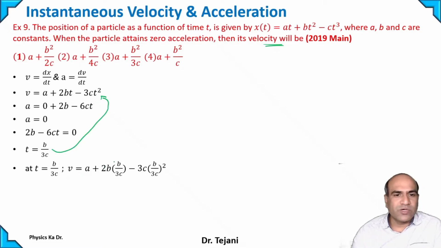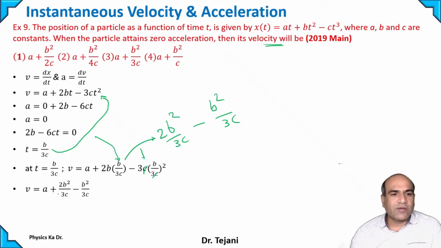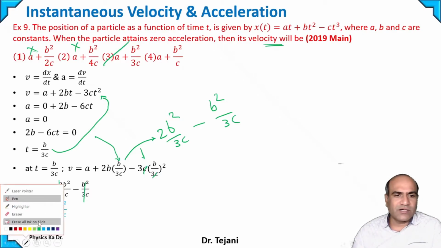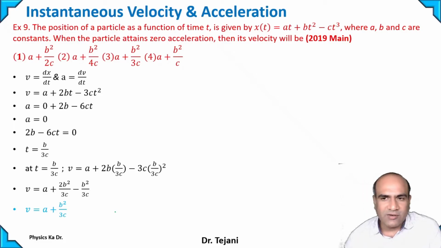So v is equal to, here in terms of time, it becomes 2b square divided by 3c minus, 1c is cancelled, b square divided by 3c. So a plus b square divided by 3c, this one is correct. No, this one is also not correct. C is correct. So the question was asked in JEE 2019 mains.